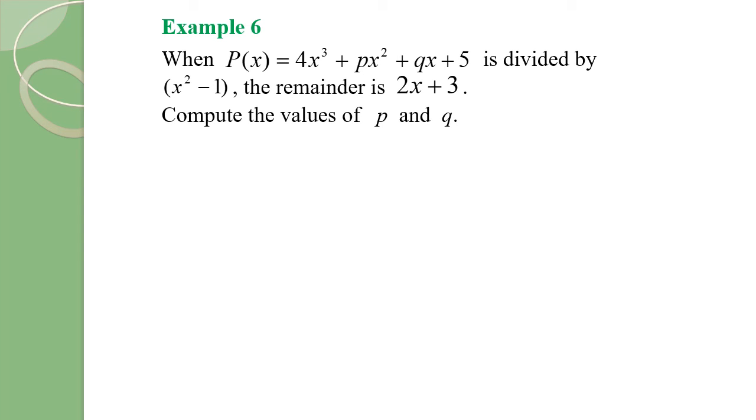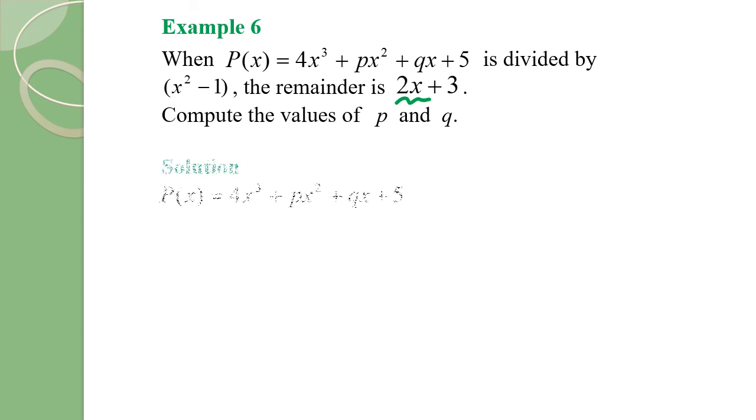Example 6. When the polynomial P(x) equal to 4x cubed plus px squared plus qx plus 5 is divided by x squared minus 1, the remainder is 2x plus 3. Now we know already what the remainder is. We don't know what p and q are, which means that we have to solve for the unknowns. So compute the value of p and q.